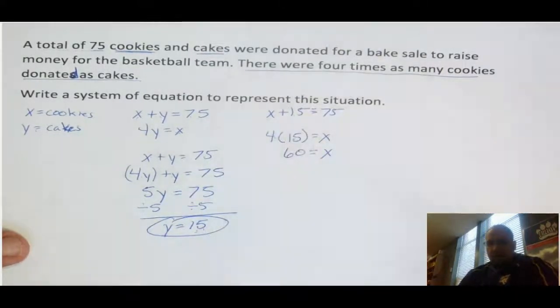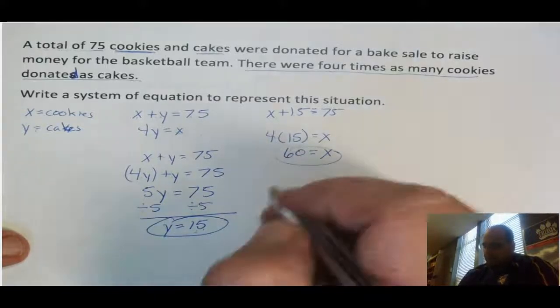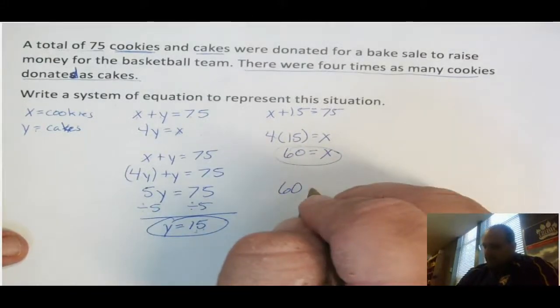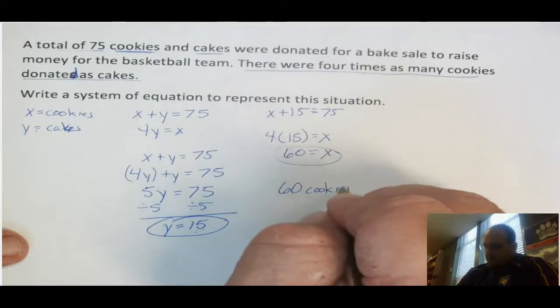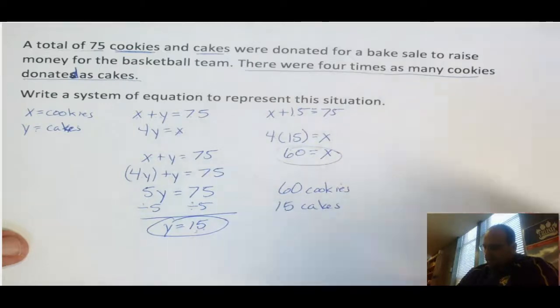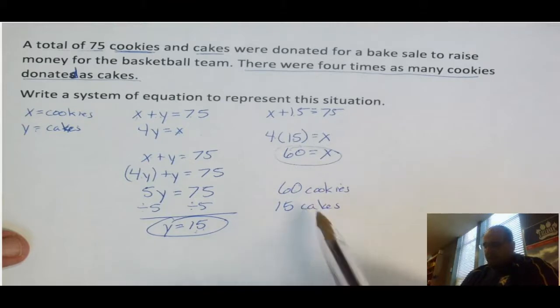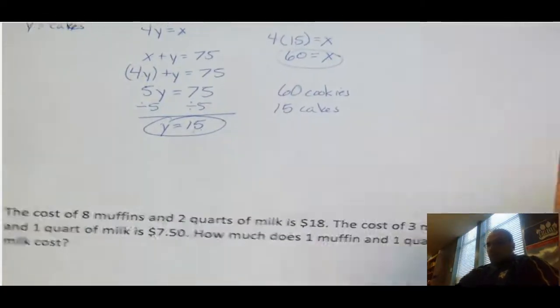Notice up here, I would get the same thing. I would get 60 is equal to X. So this tells me that there are 60 cookies for the bake sale, and there were 15 cakes. That makes sense. There were a total of 75. The cookies is 4 times larger than the number of cakes, so everything checks out, and that's the solution to my problem. Okay? So go ahead and look at another one.